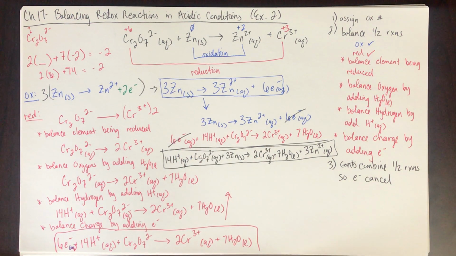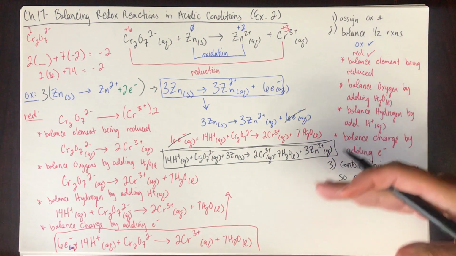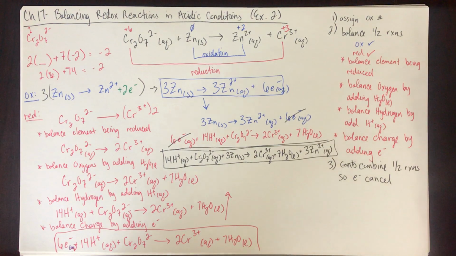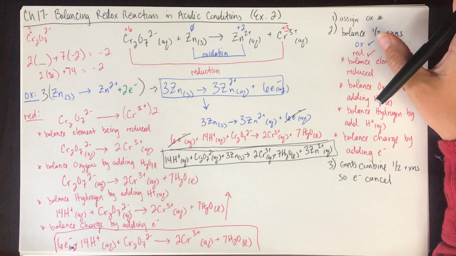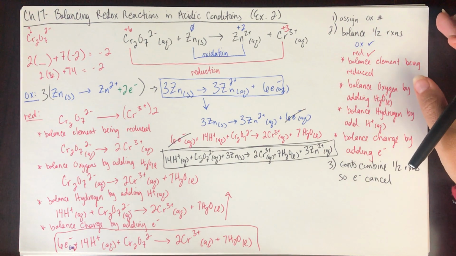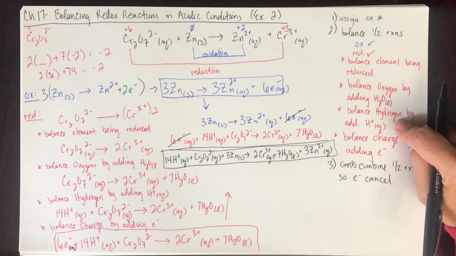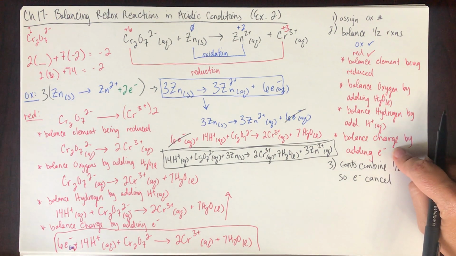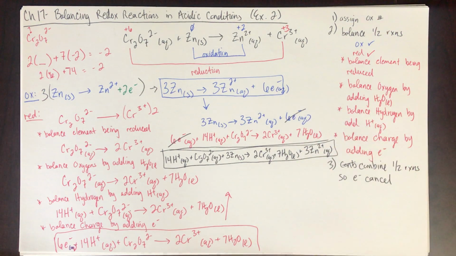These can be kind of tedious. Just remember what you're doing. You want to balance the two half reactions and add them together. For the oxidation reaction, you just need to balance the charge with electrons. For the reduction half reaction, you balance the oxygens by adding water, then the hydrogens by adding hydrogen ions, and then the charge by adding electrons. Then make sure you have an equal number of electrons on opposite sides to add everything together.